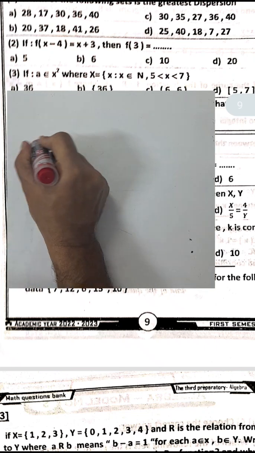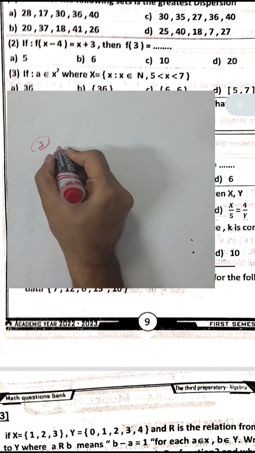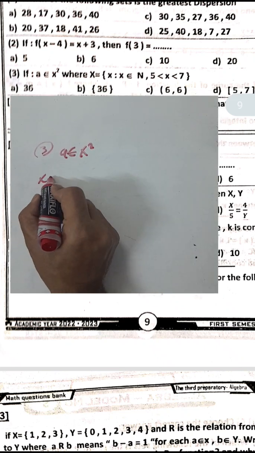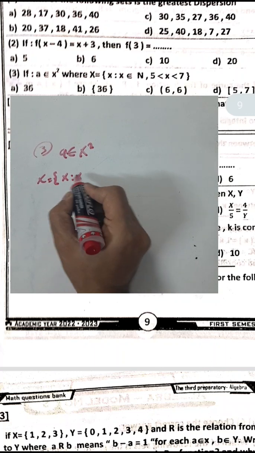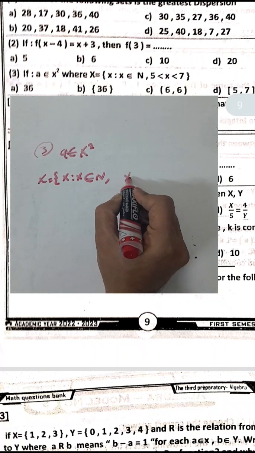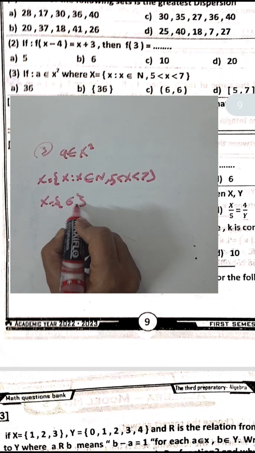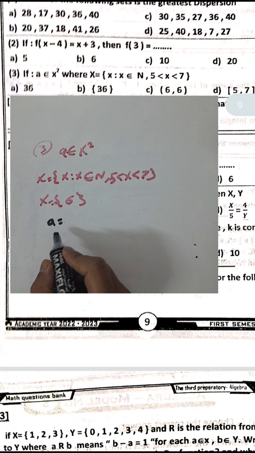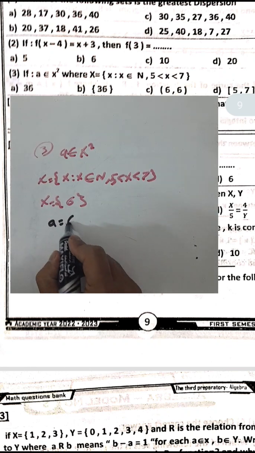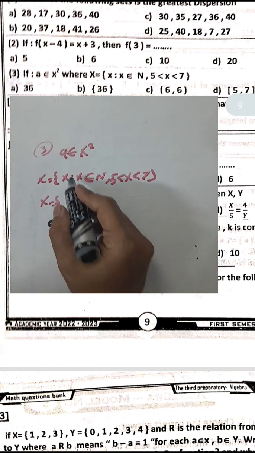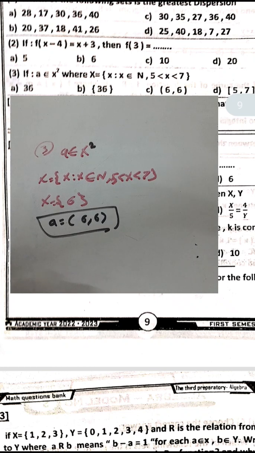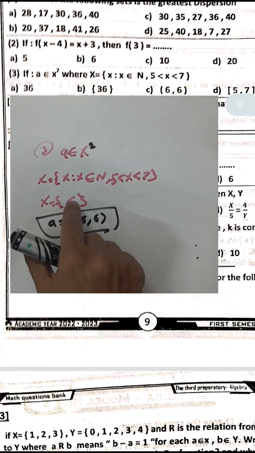Question number 3. If e belonging to x power 2, where x equals the set of x such that x belongs to the natural numbers and x is greater than 5 and less than 7, then x here will be what? Write 6. Okay, we want to find the point: e belonging to x2 means e is the ordered pair of 6 and itself, because e belonging to x2 is a point here. Then a will be this point 6 and 6.